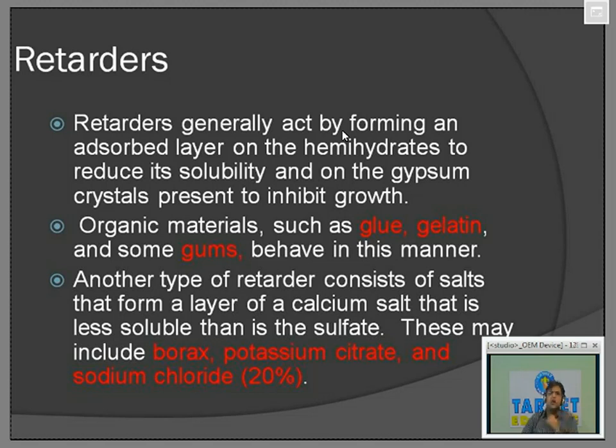Now we'll also have a look at the retarders which can be used in gypsum products. So retarders generally act by forming an adsorbed layer on the hemihydrate to reduce its solubility and on the gypsum crystals present to inhibit growth. The commonly used retarders are glue, gelatin and some gums.